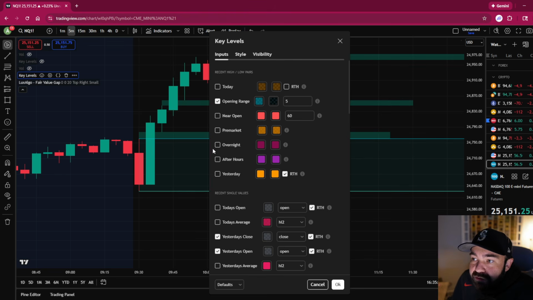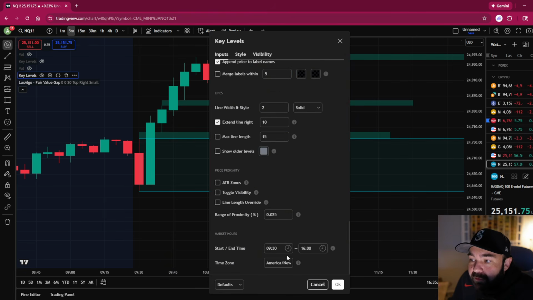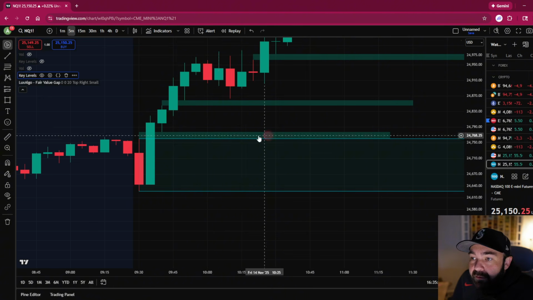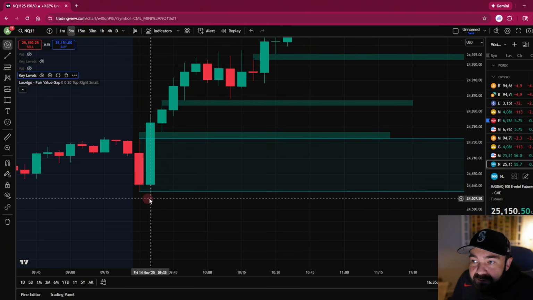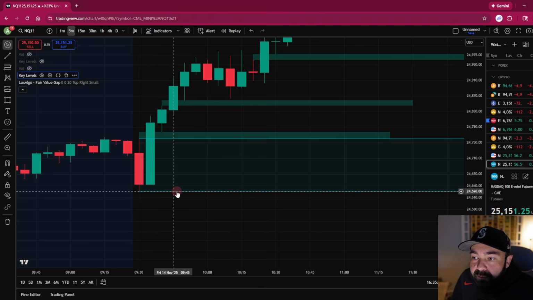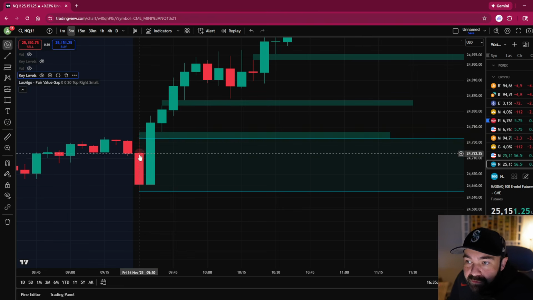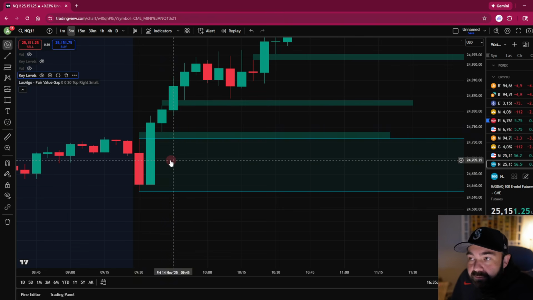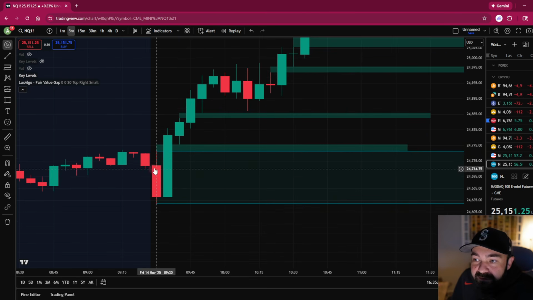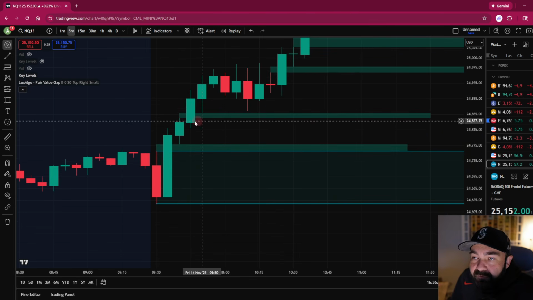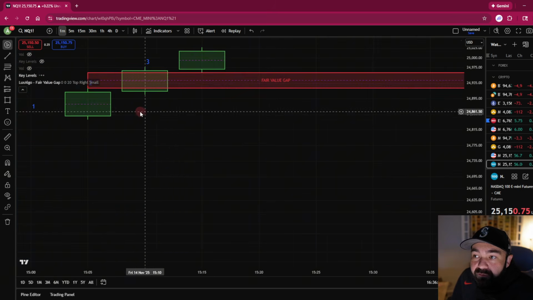Opening range, you would uncheck all these other ones that are already checked. Just have opening range and put 5, then scroll all the way down to the bottom and make sure that your time frame is set for New York open at 9:30. Then when the first 5 minutes close, it will automatically mark your opening range. You don't even need the rectangle tool. You don't need to draw it yourself. It does it on its own. So once this candle has closed, you have your opening range break that you're looking for your fair value gap on.